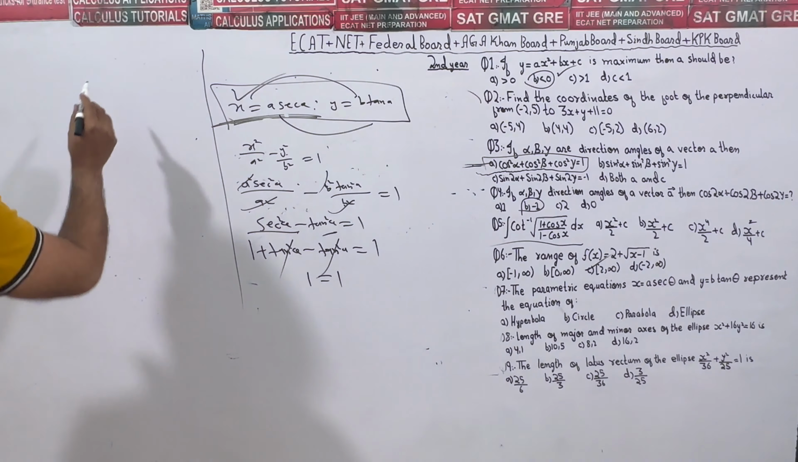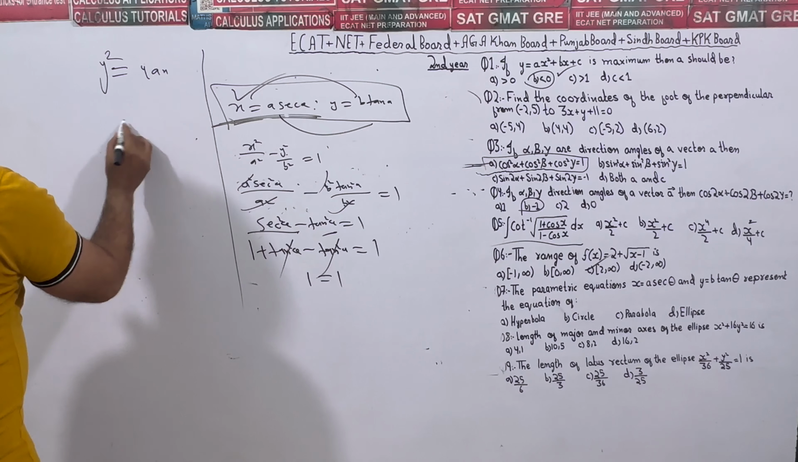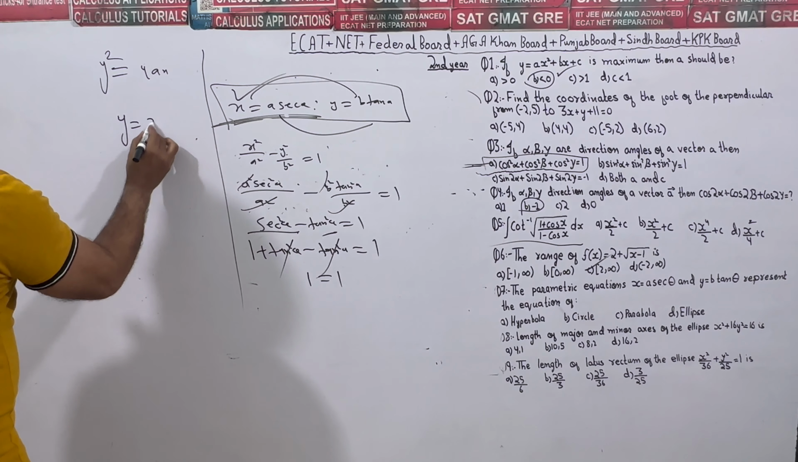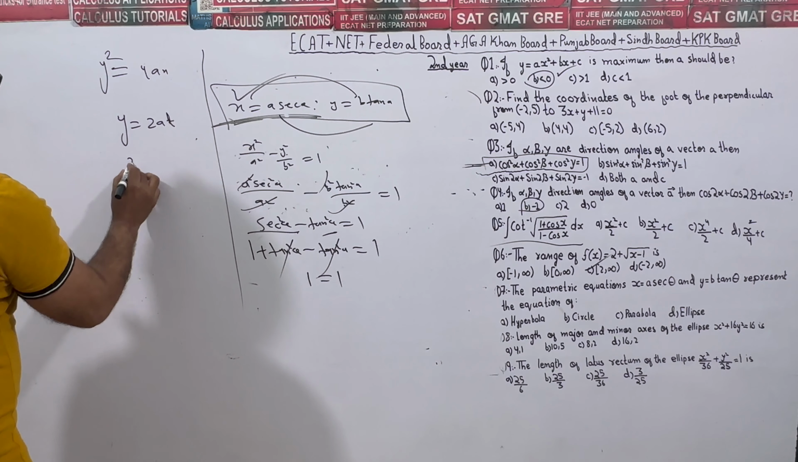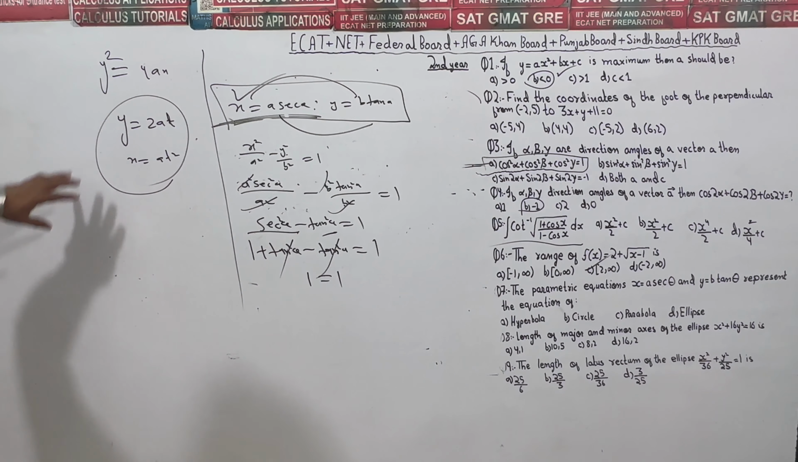Let me give you an idea of the parabola. y square is equal to 4ax. These are the parametric equations for a parabola: y is equal to 2at and x is equal to at square. These are the normal case of parametric equations of a parabola.